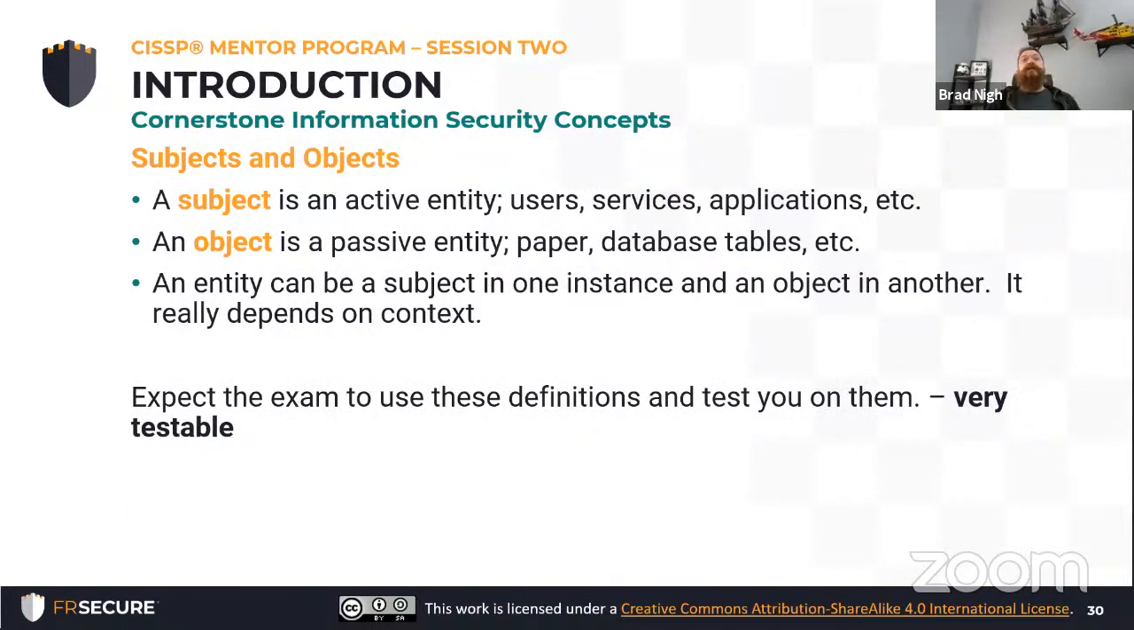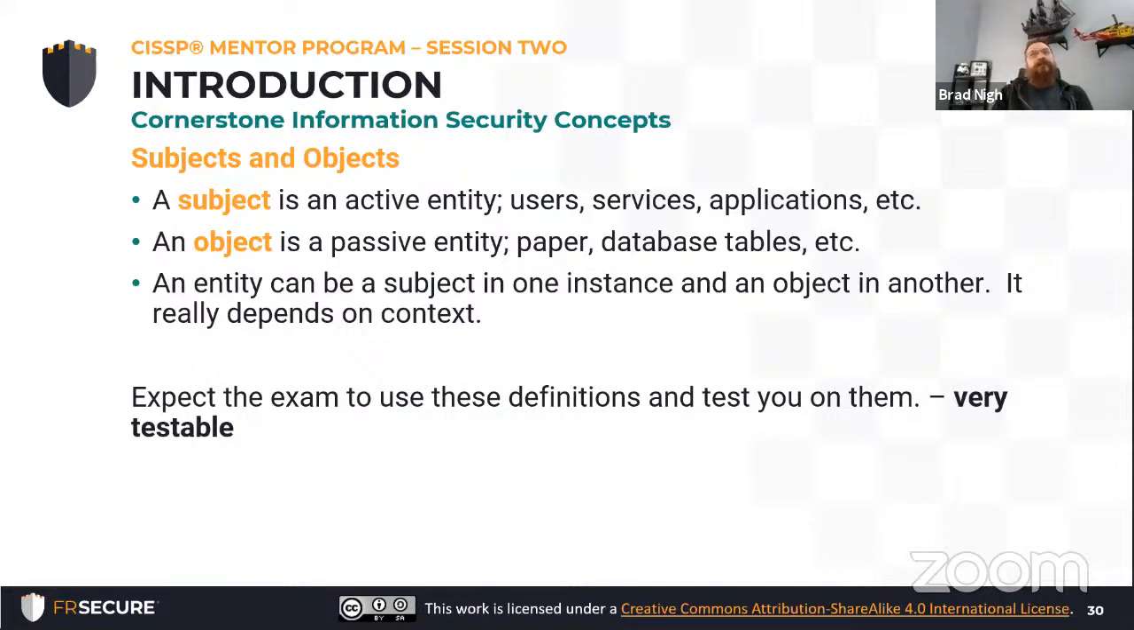All right, so subjects and objects. We're going to go through this a little bit, but again, very, very testable. You're going to have to know the difference. One of the things they'll do is throw very similar situations at you where you have to determine what they're talking about, right? A subject is the active entity. This is the user logging in, any service that's running, the application that's running, versus the object, which is passive: paper, database, files just sitting there. So the user is accessing a database. That's your subject and object.